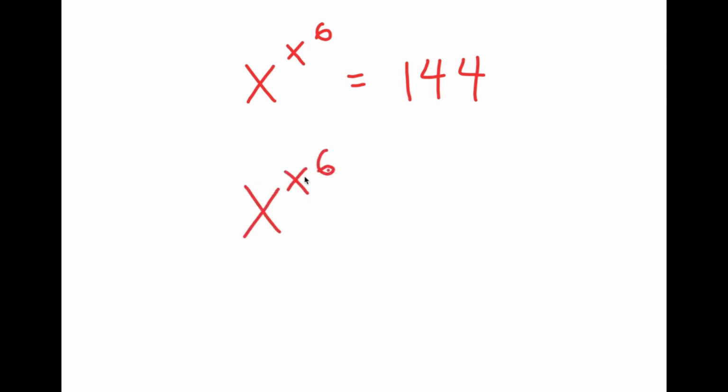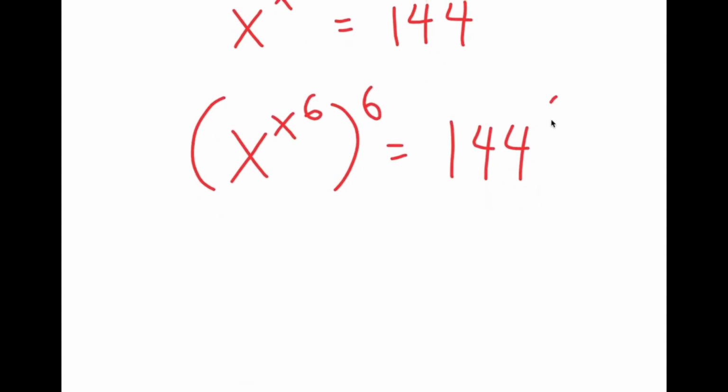Alright, so in this video I'm going to solve the equation x to the power of x to the power of 6 is equal to 144. So to solve this, I'm going to first start by taking the power of 6 on both sides. So I'll get x to the power of x to the power of 6 to the power of 6 is equal to 144 to the power of 6.